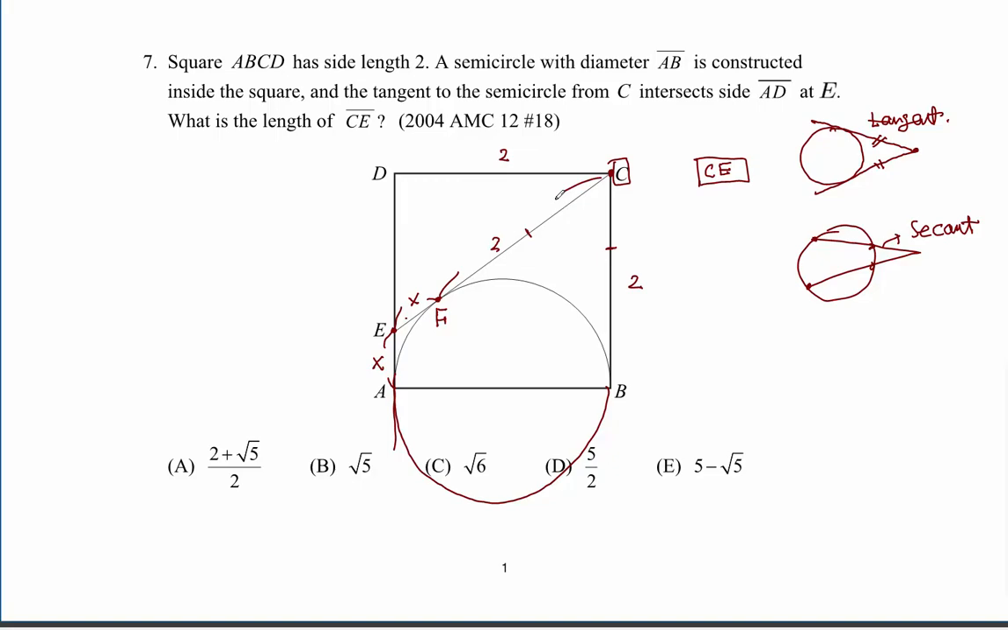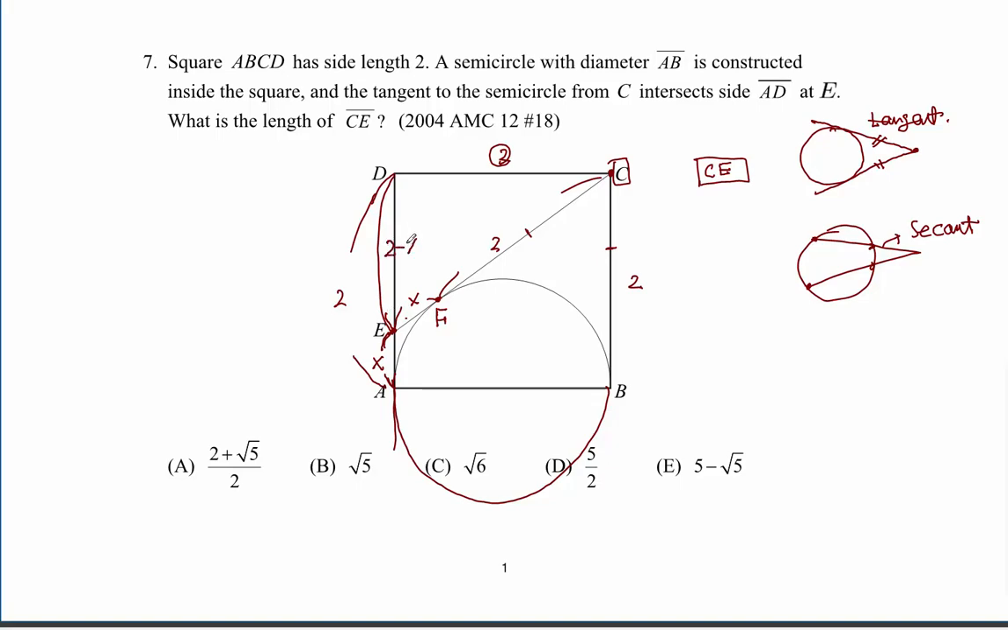Now, we got some number over here. We got some length CF in terms of x. Maybe you can try to find this length in terms of x. Can you see that? What is the length of DE in terms of x? The whole thing is 2. From here to here is x. From here to here is how much? 2 minus x. That's right, 2 minus x.